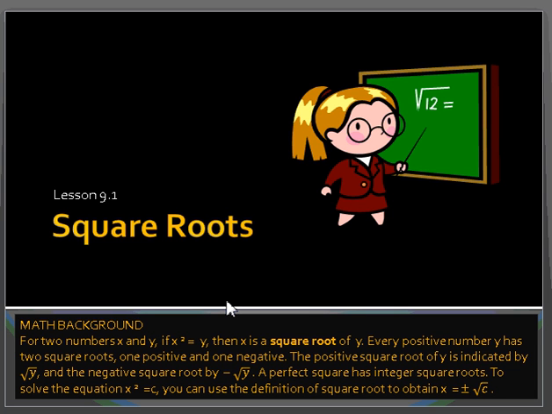The positive square root of y is indicated by the square root of y, and the negative square root by negative square root y. Perfect squares have integer square roots. So say 36 has integers of 6 times 6, or negative 6 times negative 6 will both be 36. So they could have a square root that is 6, negative 6.